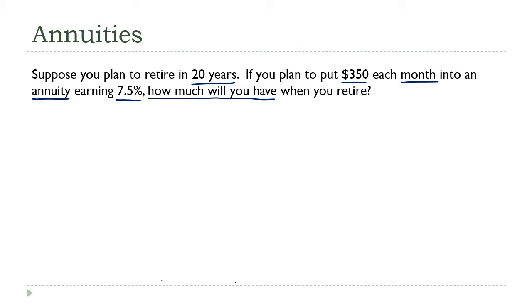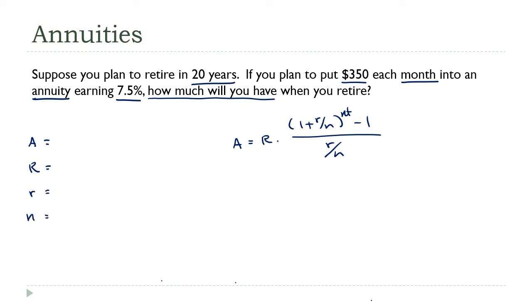All right, so let me get my annuity formula. This is the big mess. This R is out in front. 1 plus r over n, to the nt, minus 1, over r over n. And let's pull out our pieces: A, R, lowercase r, n, and t. Using a variable twice like that is a little unfortunate, but that's okay.